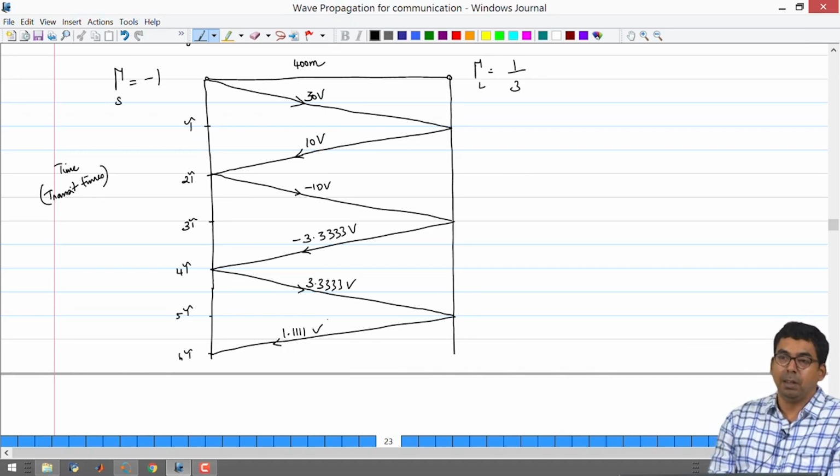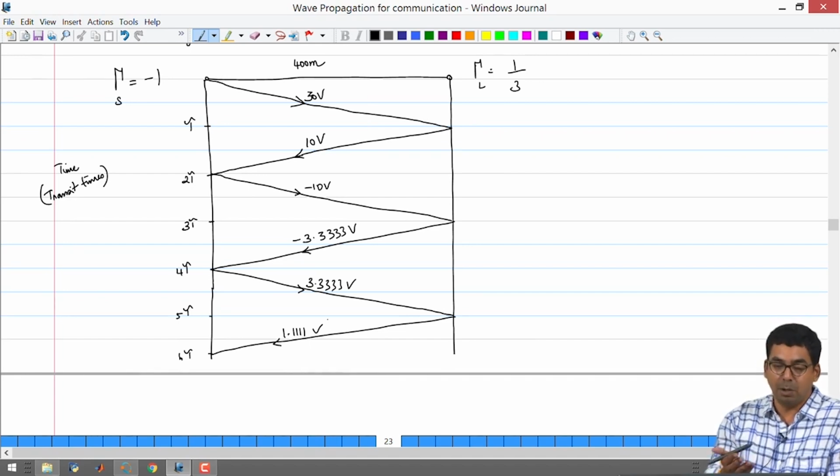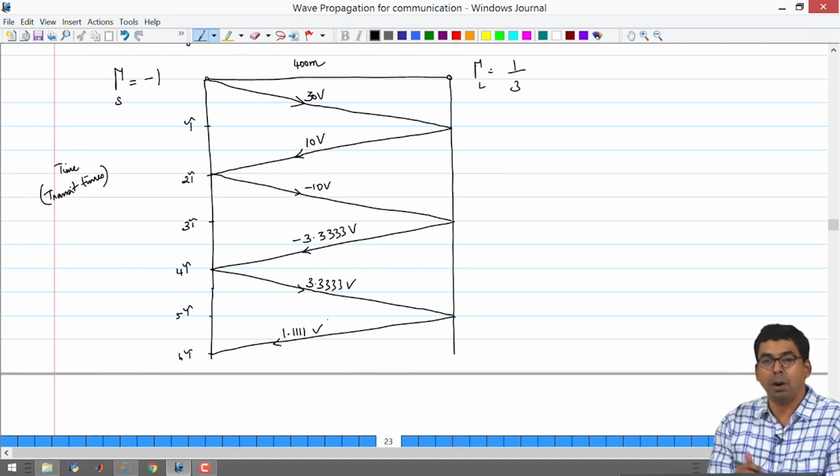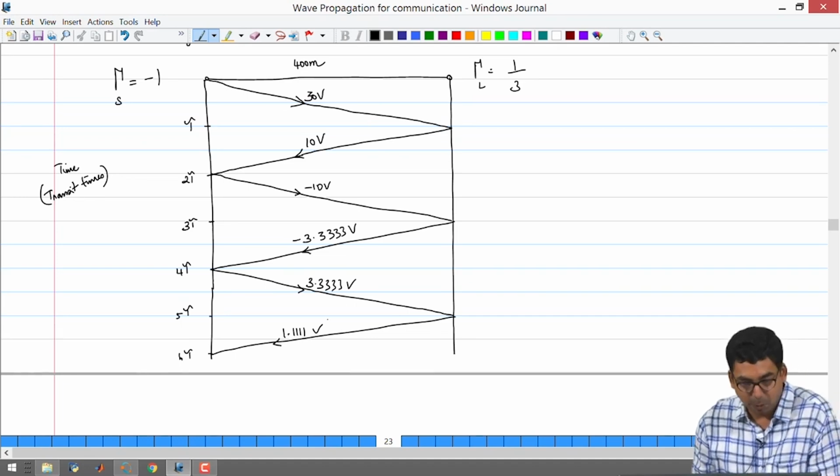So you could be given, say, a set of parameters for the transmission line, like a circuit has been drawn here, and you could be asked to draw the bounce diagram. So you will have to find out the reflection coefficient at the source, the reflection coefficient at the end, and the transit time, all right, and then you will have to construct this diagram.